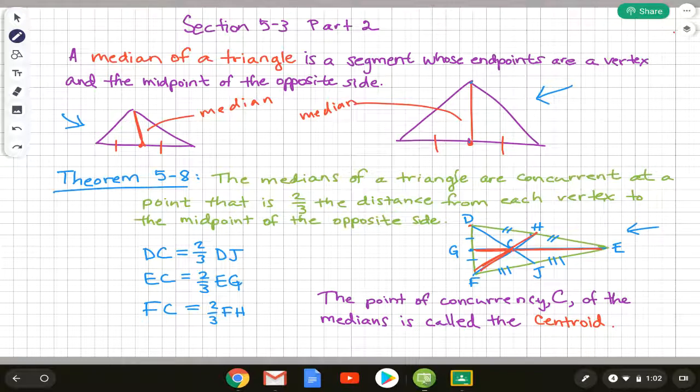The point of concurrency C, here where the medians intersect, is called the centroid. So we've seen circumcenters, we've heard of incenters, and now we've got centroid. There are a lot of different definitions in this, and I really hope you'll start studying and memorizing them now, and try to figure out how you can keep those straight.